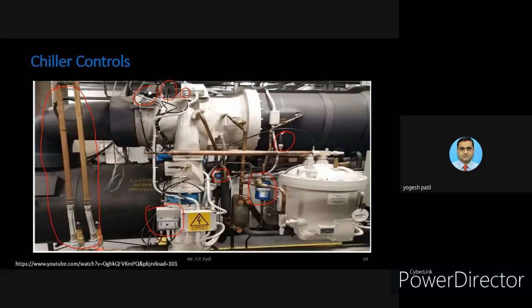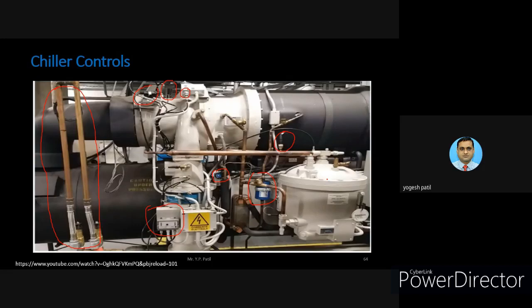So there are different types of monitoring that also take place. The pressures also get monitored, the pressure of the evaporator and also of the condenser. So pressure transmitters, pressure sensors are used to monitor the pressure inside the condenser as well as the pressure inside the evaporator. These two things also get monitored.